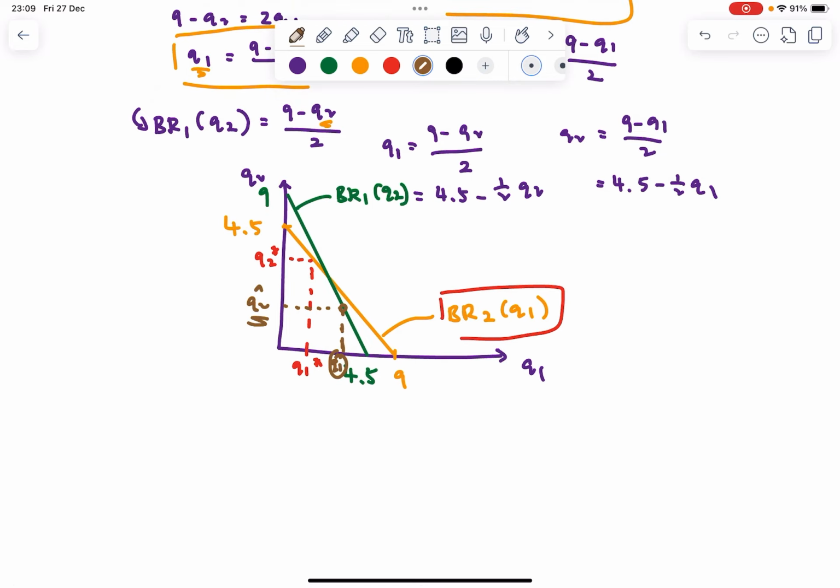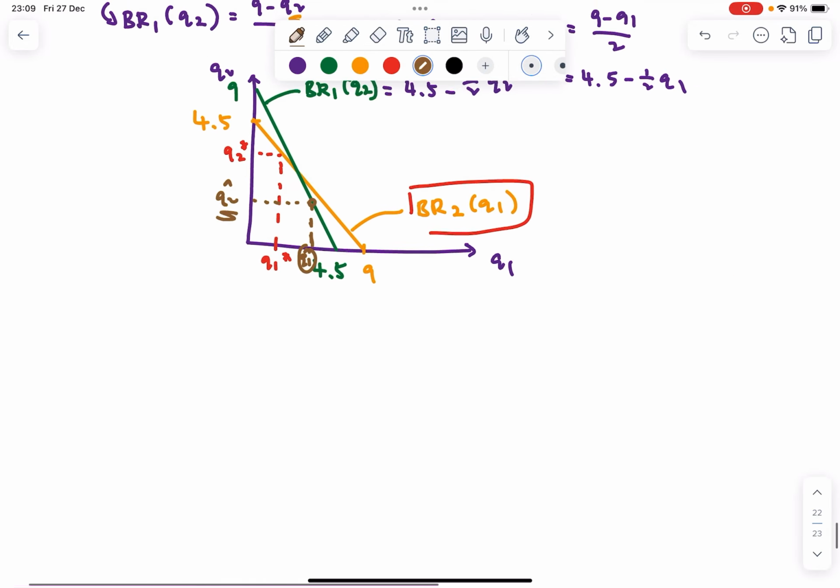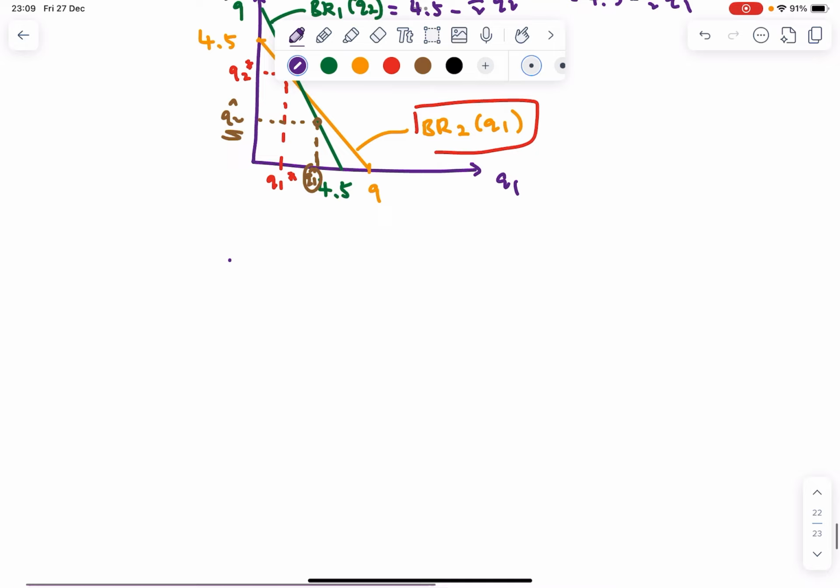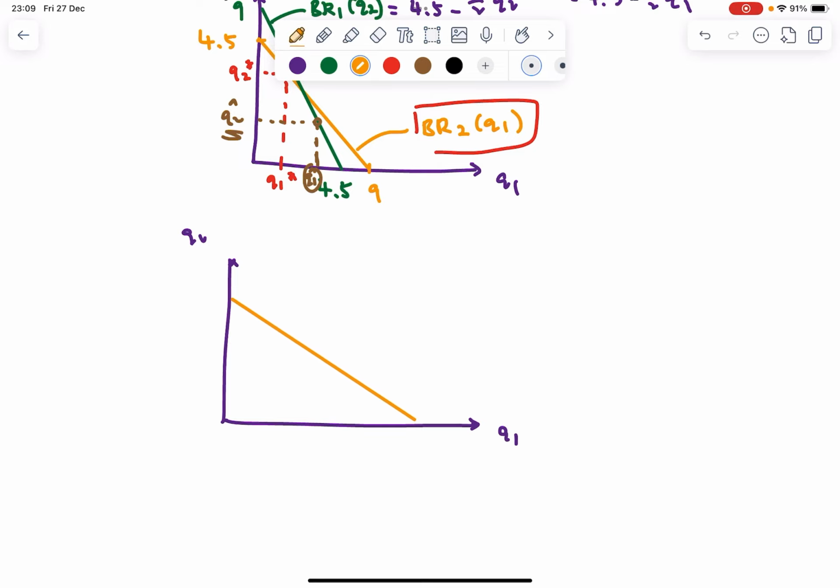So how do we use this diagram to get our Nash equilibrium? If let's say I redraw the diagram neater again, I get Q2, Q1, like this, 9.